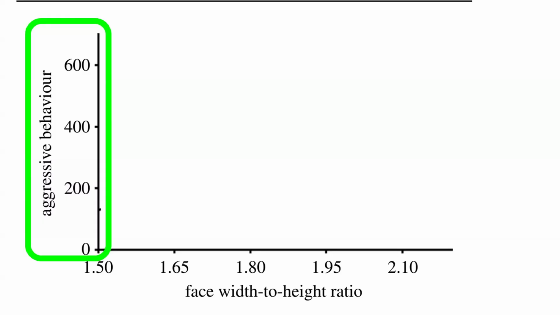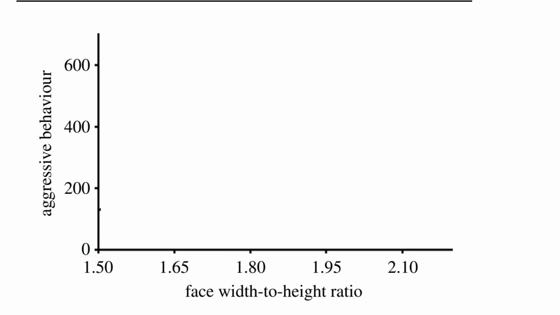If there's no clear predictive theory, then you can put either variable on either axis. But if you do believe that, oh no, I'm looking at does this predict this other variable, whatever is doing the predicting goes on the x-axis, whatever is getting predicted goes on the y-axis.